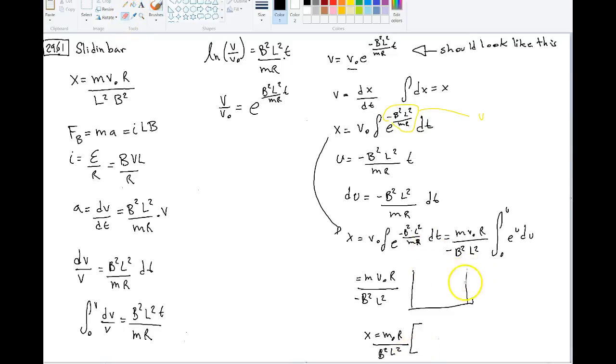If you plug in time equals 0 here, 1 minus 1 is 0, so it starts out not having traveled. Okay, at time equals infinity, this basically goes away. So we've got all of this stuff. And what did they say they wanted it to look like? Oh, that over there, m V0 R, e squared over L squared. Okay. That makes sense.